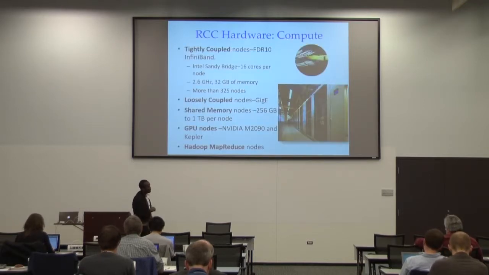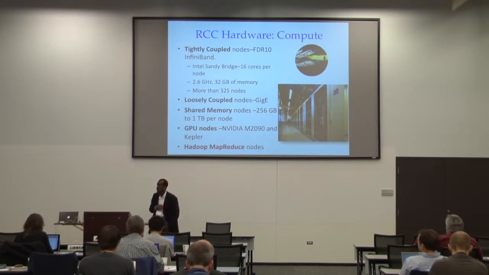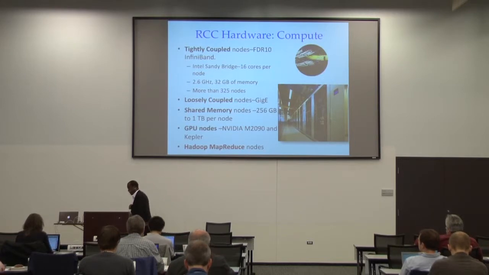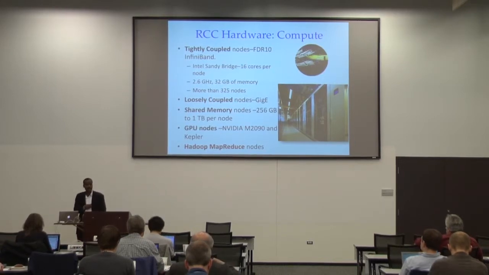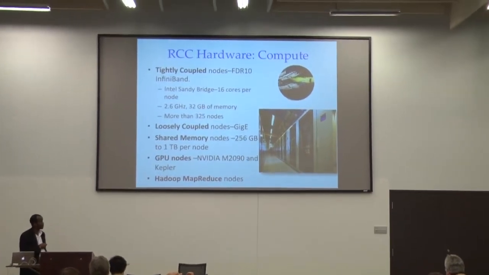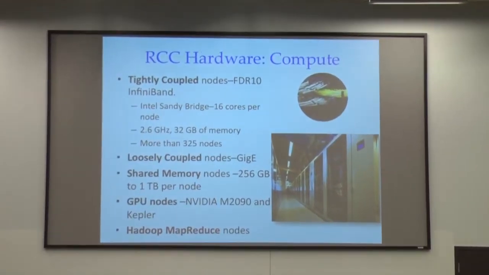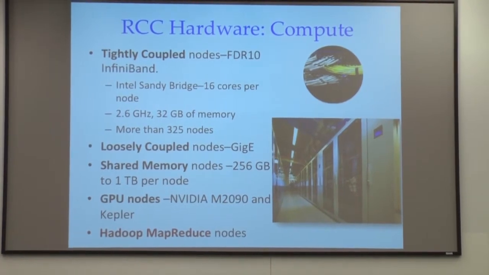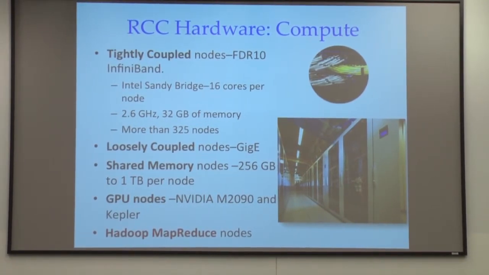Just quickly, to give you an idea what we have done so far. About a year ago, we issued our first RFP, and then we installed an IBM iDataPlex, and we currently have an aggregate of over 325 nodes, and that's really about 5,000 or so Intel Sandy Bridge processors. And these are the 2.6 gigahertz, and we are running an FDR10 interconnect.